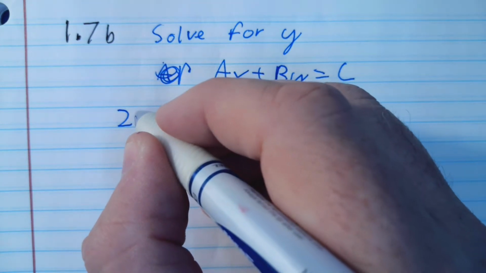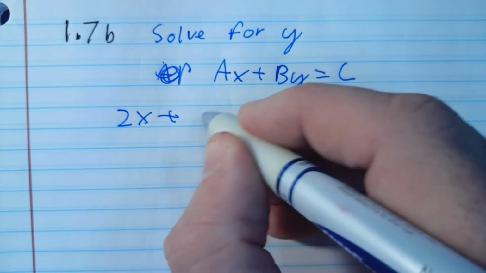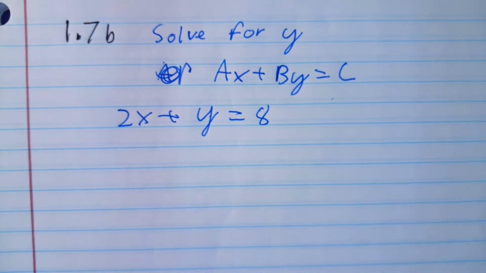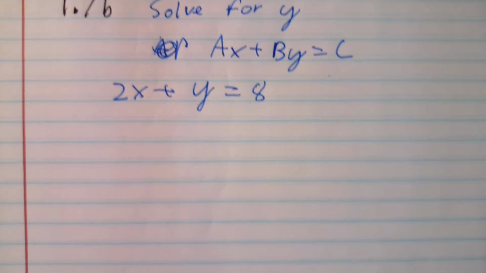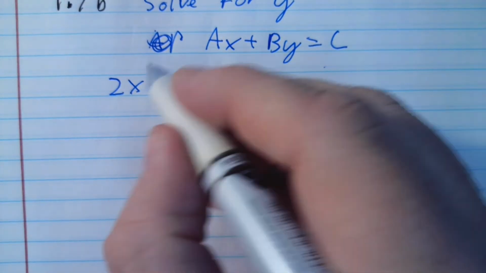Can there be fractions? Yes. Is there going to be a fraction in this first one? No. But will there be one in the second one? So we're going to solve for y, all of these. So what do we think we need to do? If I'm solving for y, I just need to get rid of this.